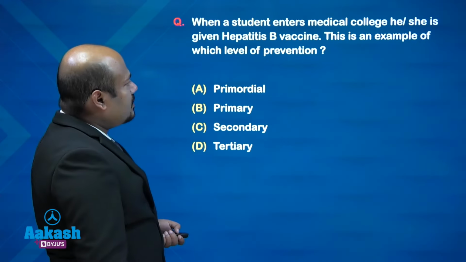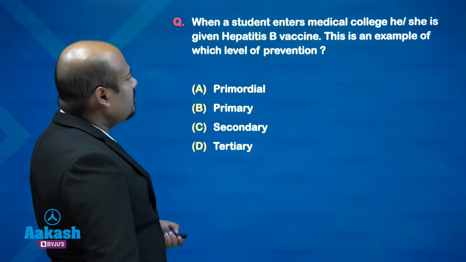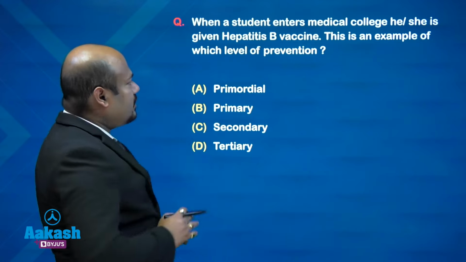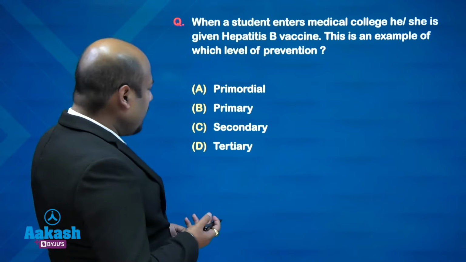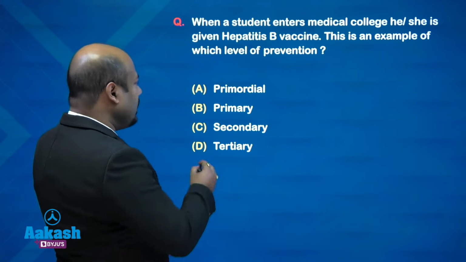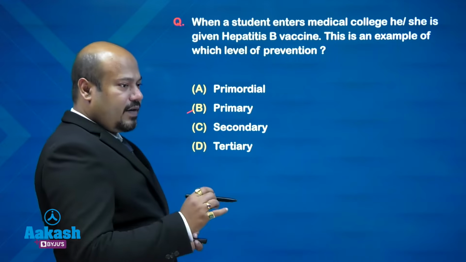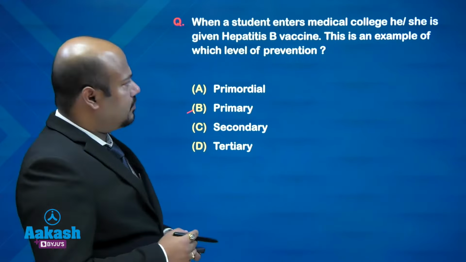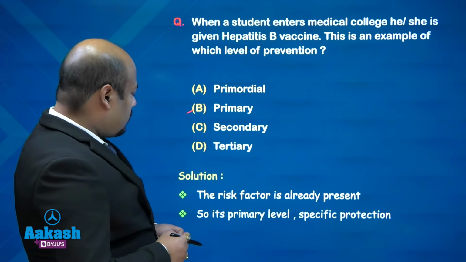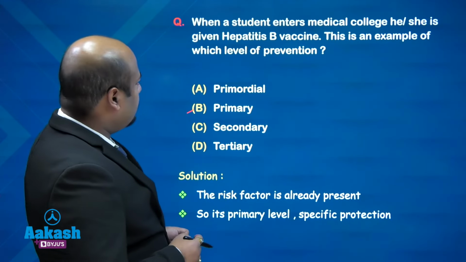When a student enters the medical college, he or she is given hepatitis B vaccination. This is an example of which level of prevention? Vaccination again. This will be a primary level of prevention, specific protection. Why? Because the risk factor is there, that is the hepatitis B virus, in the community or in the patients. So risk factor is already present. So it's primary level of prevention, specific protection.